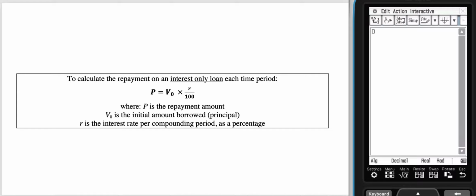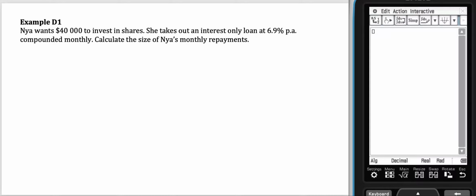Let's have a look at an example of how it works. So in example D1, we've got a person, Naya, who wants to invest $40,000 in shares, and she takes out an interest-only loan at 6.9% per annum, compounded monthly. We have to calculate the size of Naya's monthly repayments. So the first thing to look at is picking out the information in the question.